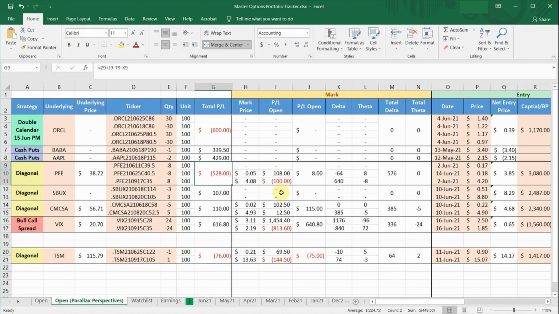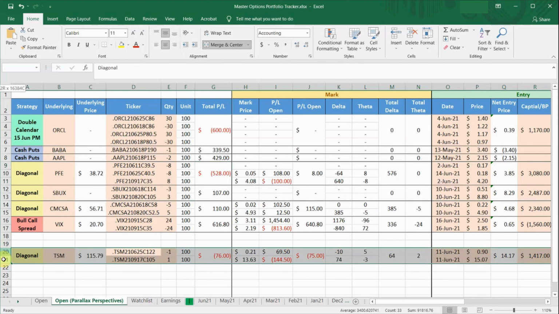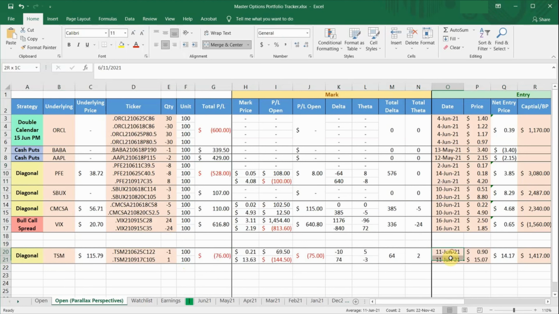So coming back to the example that I gave in the earlier part of the video, where I did a live demo on Thinkorswim, if I had entered the diagonal spread on TSM, I would have made an entry on my spreadsheet that looked like this. Today is actually the 19th of June, which is 1 week after I recorded my demo on Thinkorswim. So if I entered the diagonal spread on the 11th of June, the current trade will look like this.